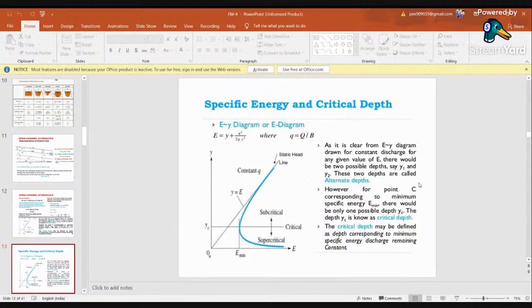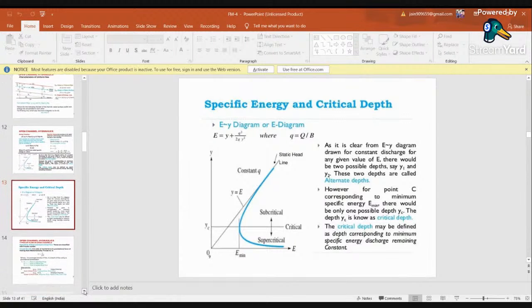However, for point C, that is the critical point corresponding to minimum specific energy, there would be only one possible depth, that is yc, and yc is termed as your critical depth. The critical depth may be defined as the depth corresponding to minimum specific energy, discharge remaining constant. Okay, so only for critical depth there will be the minimum energy. For all other energies, there will be two depths which are known as the alternative depths for that particular energy.